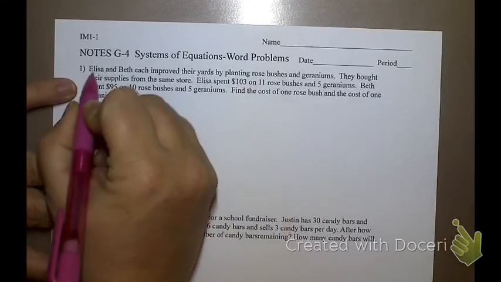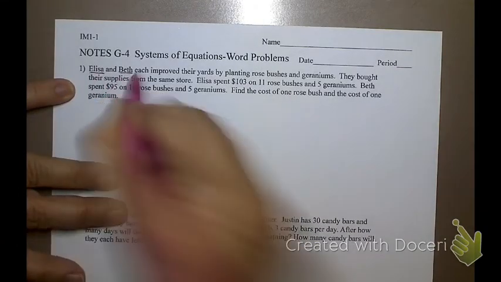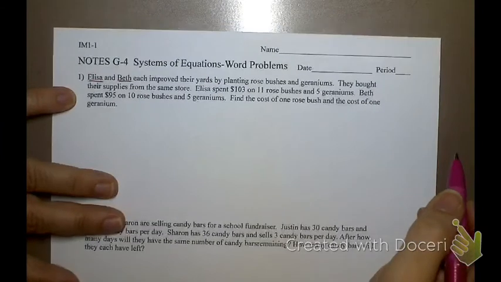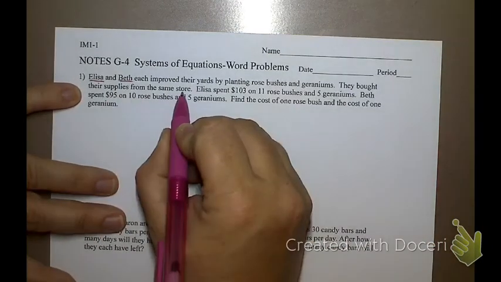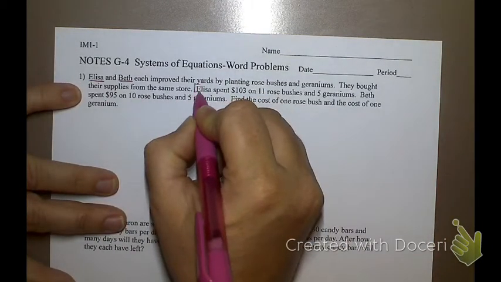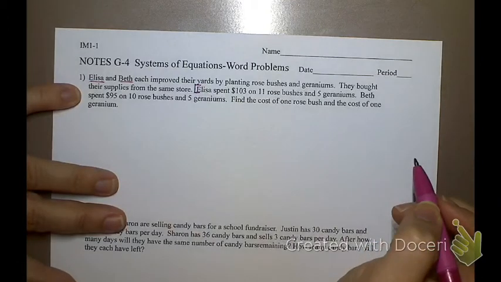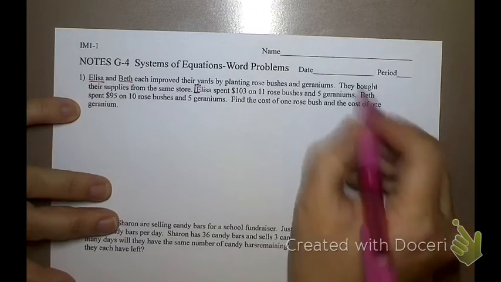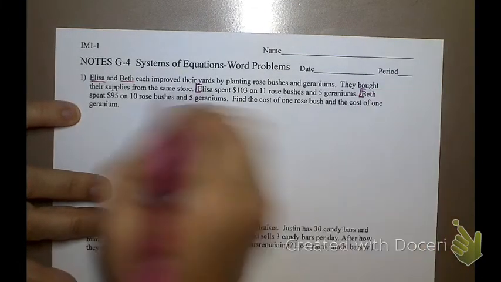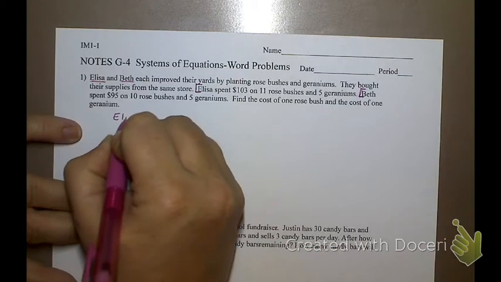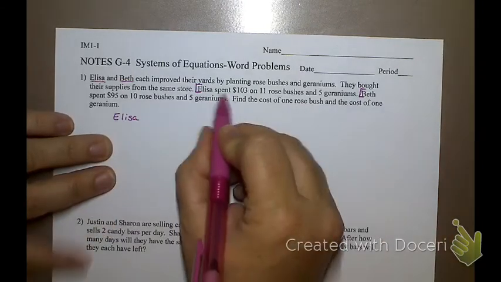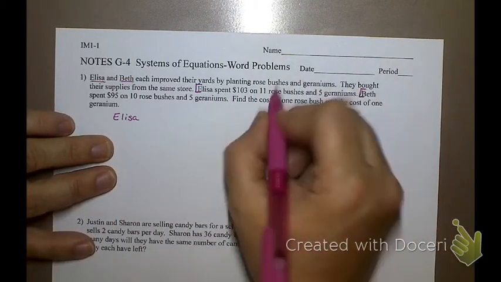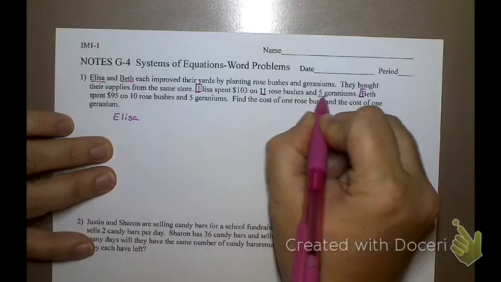So, we have two people. We have Alyssa and Beth. They improved their yards by planting rose bushes and geraniums. They bought their supplies from the same store. Okay, so Alyssa is going to be one of our equations, and Beth is going to be the other equation. So let me start with Alyssa. Or Elisa, I don't know how to say her name. She spent $103 on 11 rose bushes and 5 geraniums.